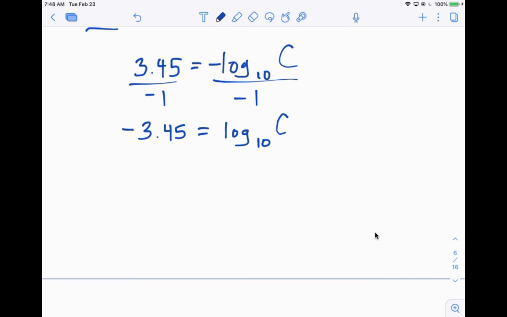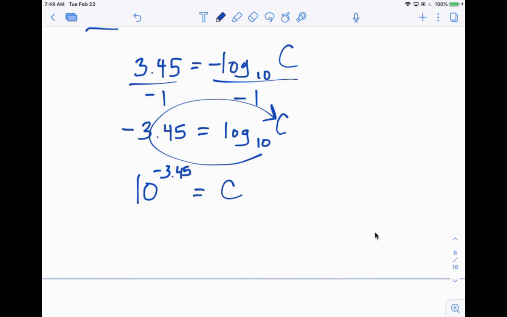All right, so now what do we do? Well, this is a log. I've got to get the log out, right? I'm trying to solve for C here. You don't really solve for logs. What is this statement saying, though? It says that the exponent on the base of 10 is negative 3.45, and that will give me C. So if I rewrite this, 10 to the negative 3.45 is equal to C.